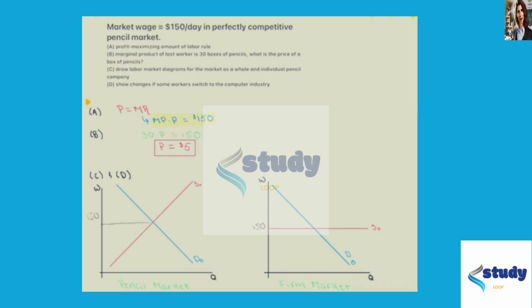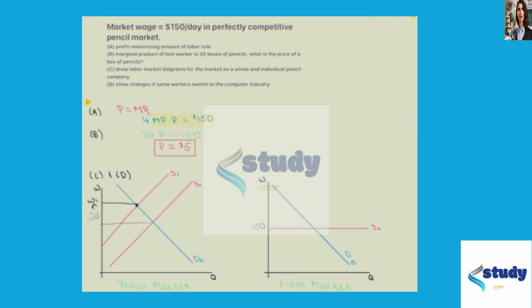But now for part D here, we're assuming that some of these workers within the pencil market have decided to switch to the computer industry. So as a result of them switching to the computer industry in this overall pencil market, we're going to see our supply of labor decrease. So our supply curve is going to shift to the left from S0 to S1. And as a result, we also see our wage increase. So our wage is going to go from 150 up to some new wage, but we know that that is higher than what it was.